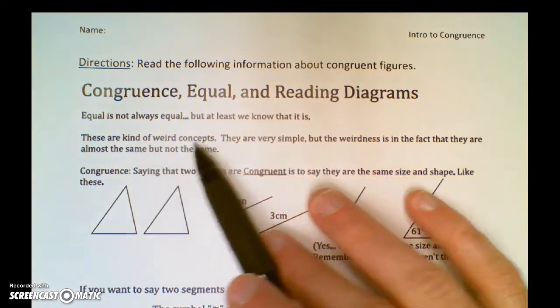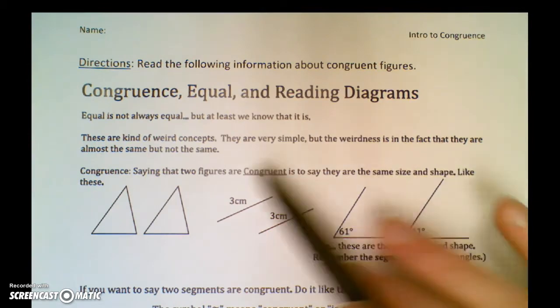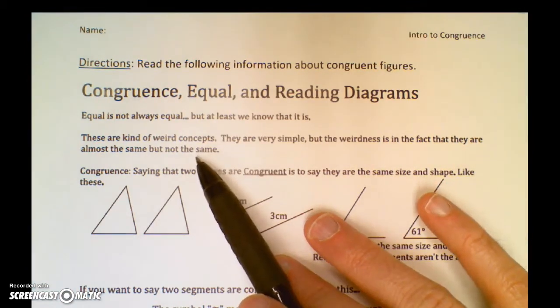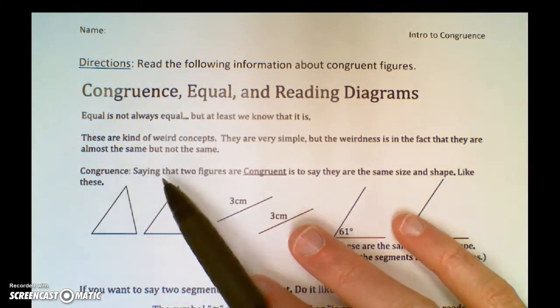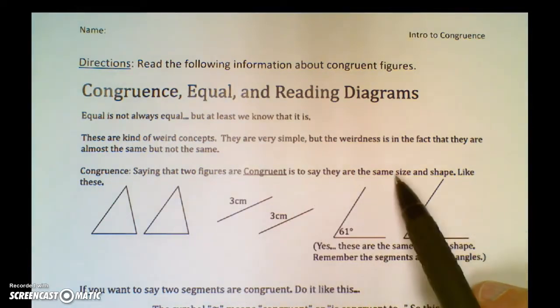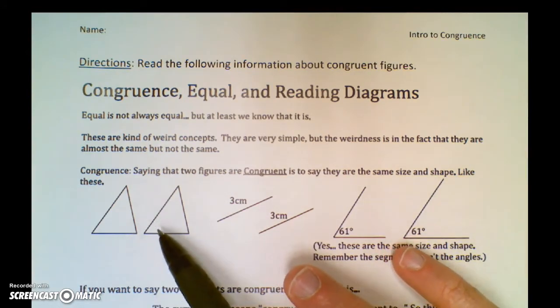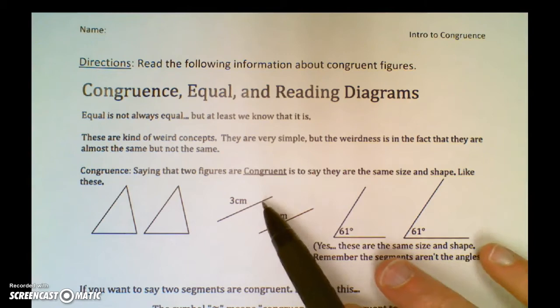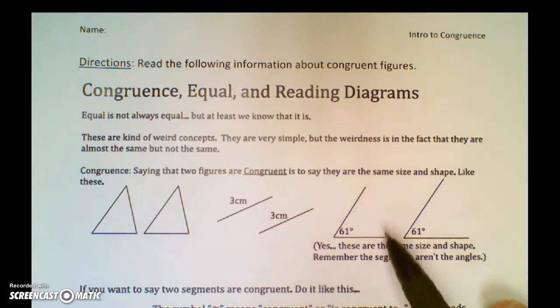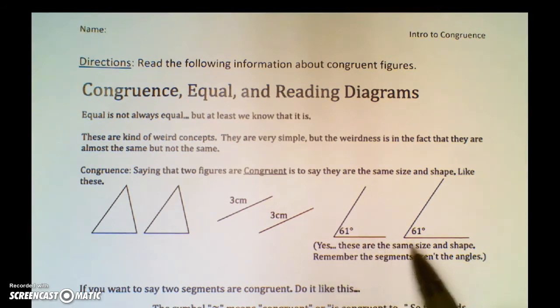These are kind of weird concepts. They are very simple, but the weirdness is in the fact that they are almost the same, but not the same. Congruence. Saying that two figures are congruent is to say that they are the same size and shape, like these. This triangle is congruent to this triangle. This line segment is congruent to this line segment. This angle is congruent to this angle. Yes, these are the same size and shape.